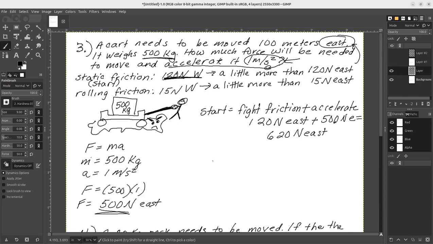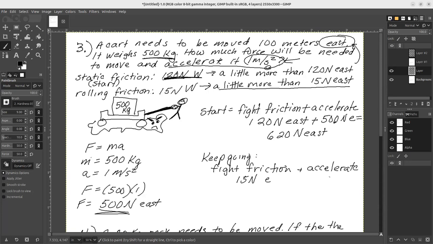Okay, now to continue, to keep going, remember you need a little more than 50 newtons east. So you still need to fight friction and accelerate. So you need to still put in that amount of newtons to accelerate. So to fight friction, we need 15 newtons east. Plus, to accelerate, we still need 500 newtons east. You put them together and you get 515 newtons east.